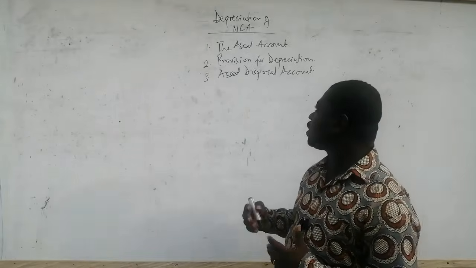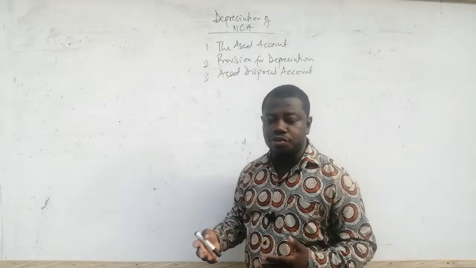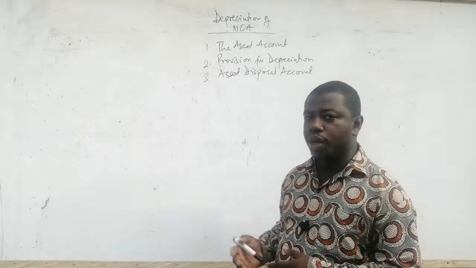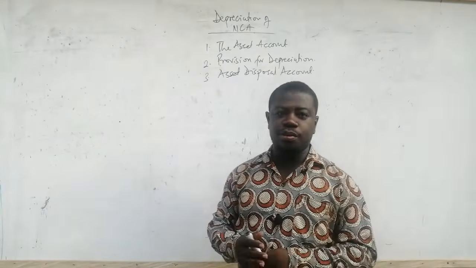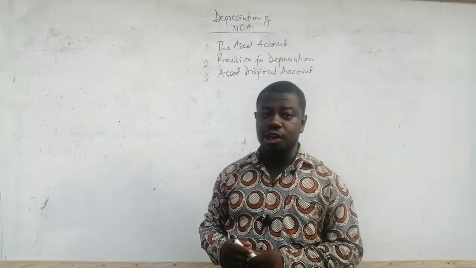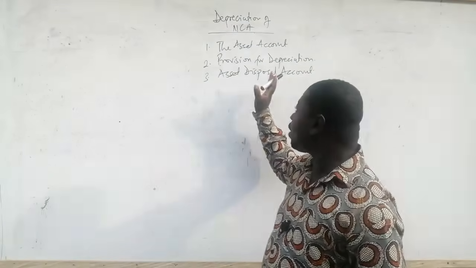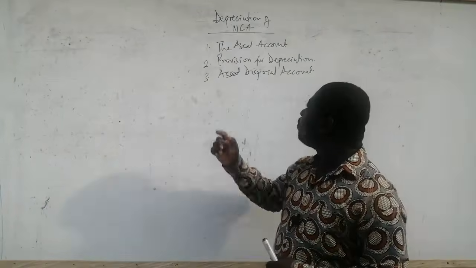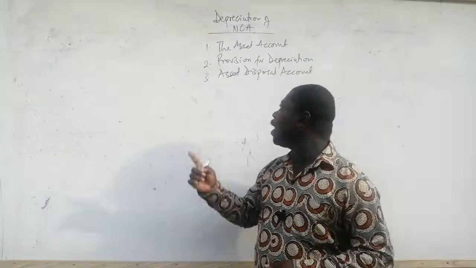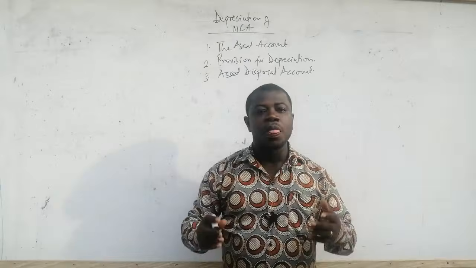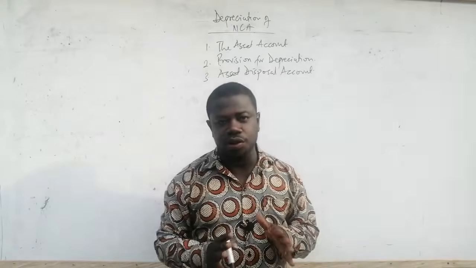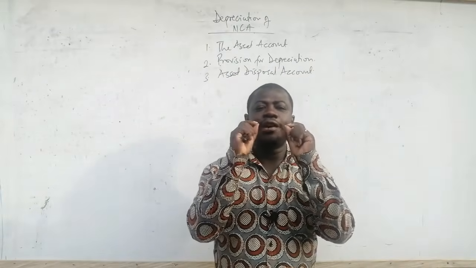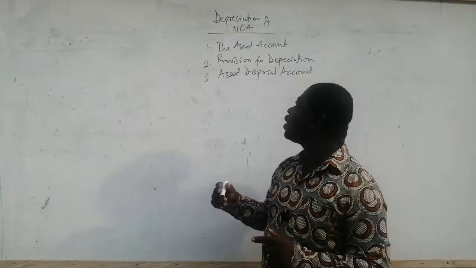But then, sometimes you may be required to do extracts of the income statement, which I will explain later, and then some extras for the statement of financial position. For now, these three accounts are my focus. We are going to learn how to prepare the assets account, the provision for depreciation account, and then the asset disposal account.